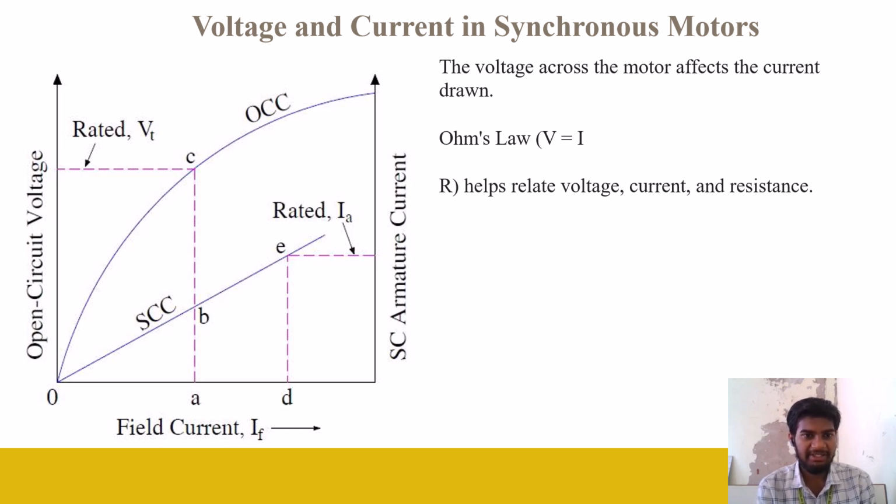Well, by seeing this graph here, this is the SCC, that means short circuit characteristics, and OCC is nothing but open circuit characteristics. So this graph is drawn between the field current and the open circuit voltage. Here there is a rated voltage and rated current. Rated current can be represented as IA and rated voltage can be represented as VT.